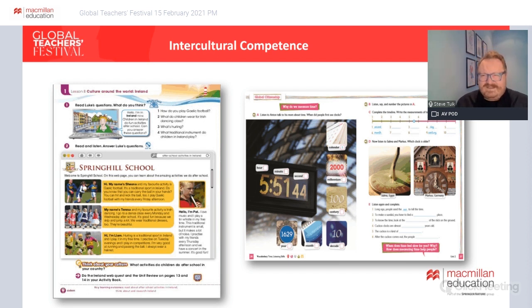We're not just learning about Ireland. We're taking what we've learned about Ireland and we're comparing it to where we are now, where we are studying. So whether we're in Brazil or in Colombia or in Ecuador or Oman or Kuwait or Russia or Ukraine or wherever we may be, we're comparing this with our own school, with our own experience of life.